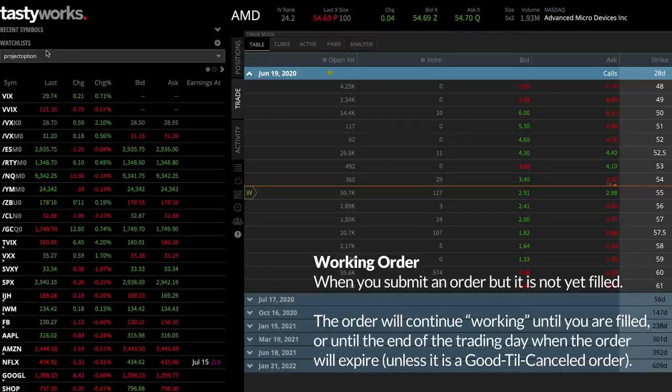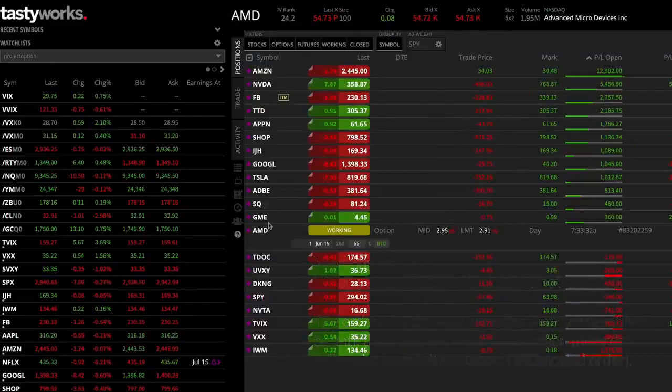meaning that it's sitting out there, but it has not yet been filled. So as soon as a counterparty can fill that trade at my price, it will be filled. But until then, it will be a working order. And I just click to the positions tab. As we can see under AMD, it says a working order to buy one of the 55 calls for a limit buy price of $291. And since the option is higher than that, I will not get filled.